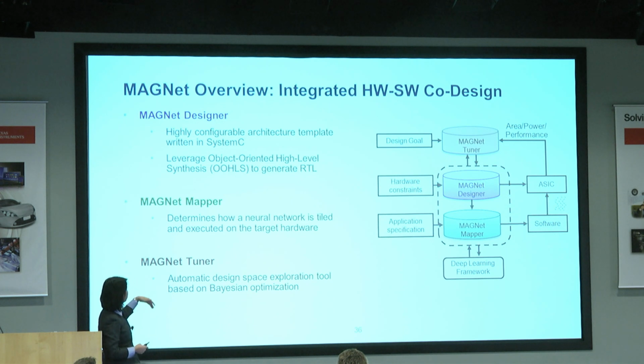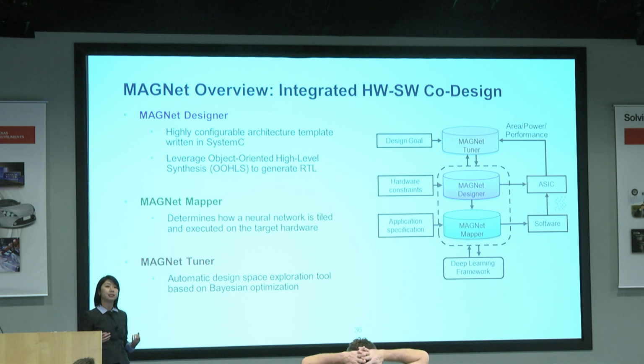So, a quick overview of MAGNet. Instead of isolating hardware and software design, what MAGNet tries to do is integrate hardware and software design together. There are three components of MAGNet. The first one is what we call MAGNet Designer. This one is more hardware oriented. It provides a highly parameterizable hardware template to enable the hardware designer to explore different points of the design space. Specifically, we also leverage object-oriented high-level synthesis tools to quickly produce high-quality hardware RTL to enable fast hardware iteration.